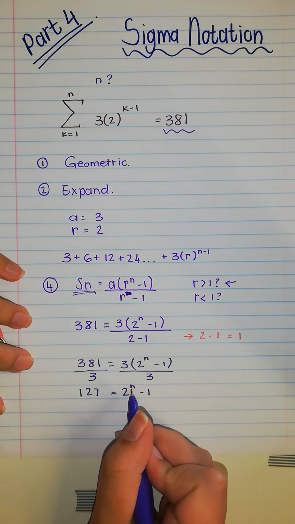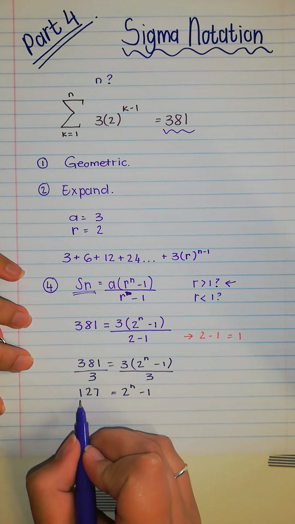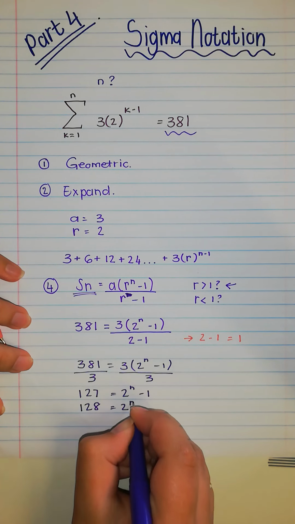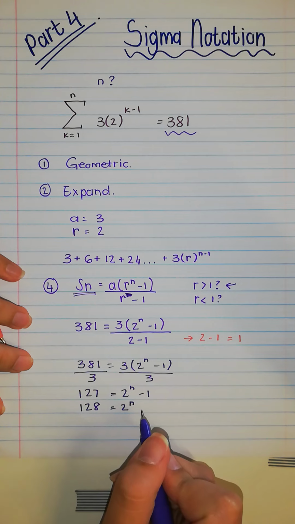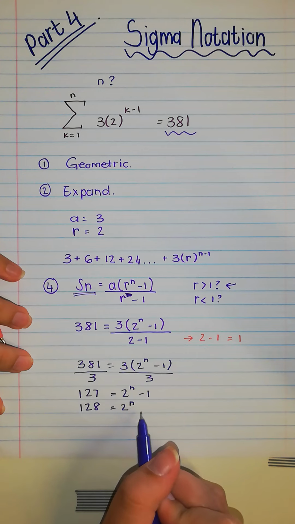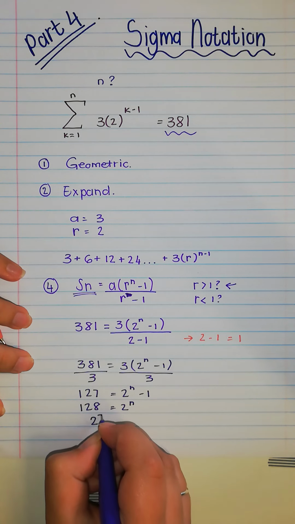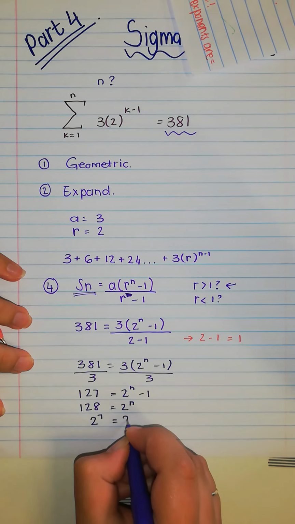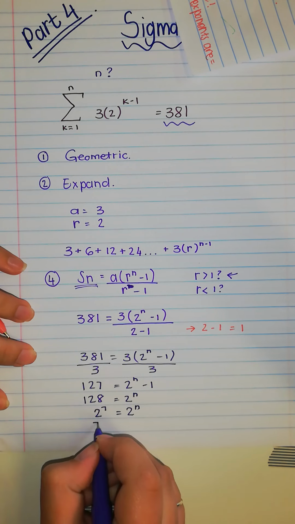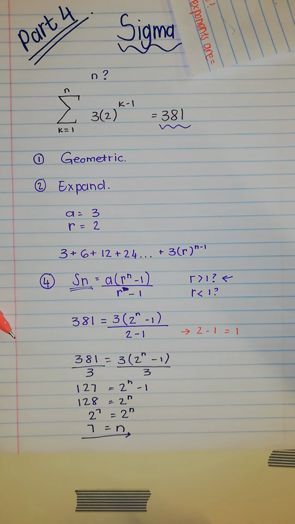I want to get this alone, so I'm going to take negative 1 over, and when I take it over, it becomes positive. So 127 plus 1 is 128 equals 2 to the power of n. Now the exponent bothers me a lot. The one rule I know is if the bases are the same, the exponents are equal. So to get the bases the same, I'm going to say 2 to the power of 7 equals 2 to the power of n. Now do you see the bases are the same? So I'm going to say 7 equals n. And that's what they wanted, the value of n.